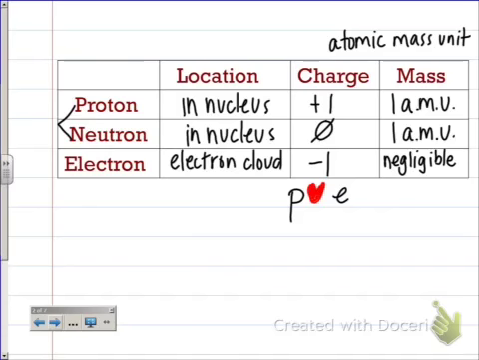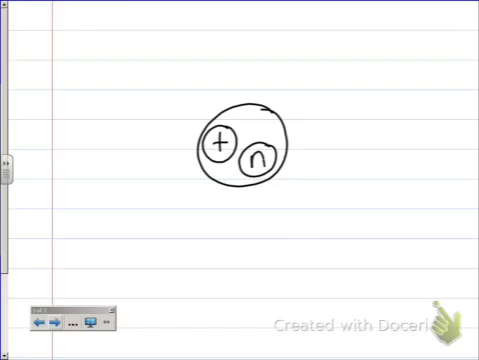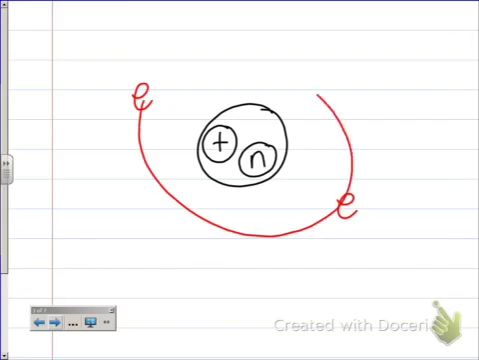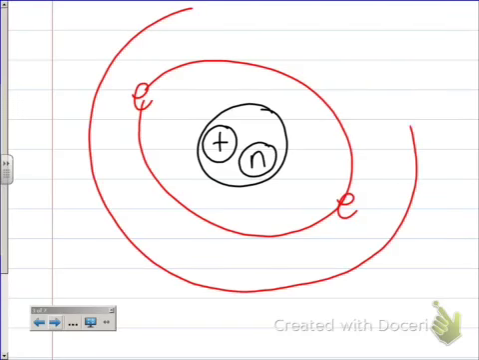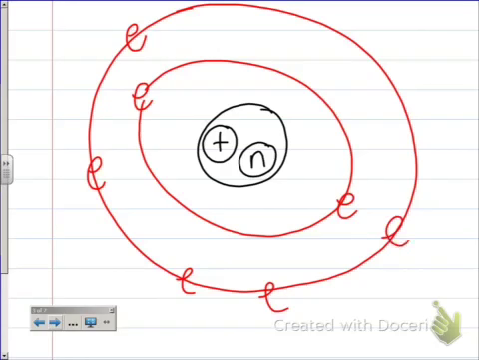Let's look at the structure of an atom right quick. We have the nucleus with your positively charged protons and your neutral neutrons. Outside of that nucleus, you have electrons with their negative charges arranged in energy levels. We'll talk later about how many each energy level can hold. For right now, you just need to know that electrons are located in energy levels in the electron cloud.